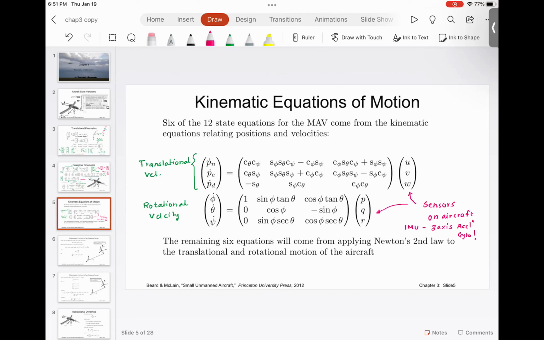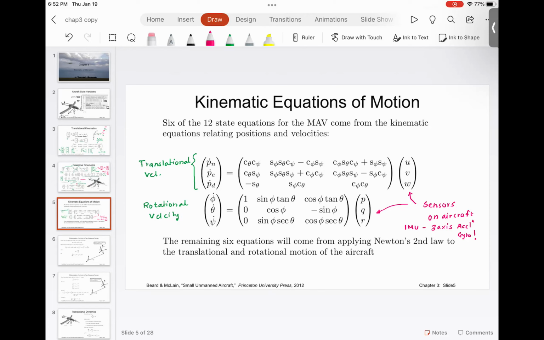At the end, I'm going to get P, Q, R, U, V, W from the sensor, and I would be computing Pn, Pe, Pd, and roll, pitch, and yaw, and I would feed these states, these 12 states, to your aircraft model, and you will see that your aircraft would fly. But it would be just a purely kinematic representation.